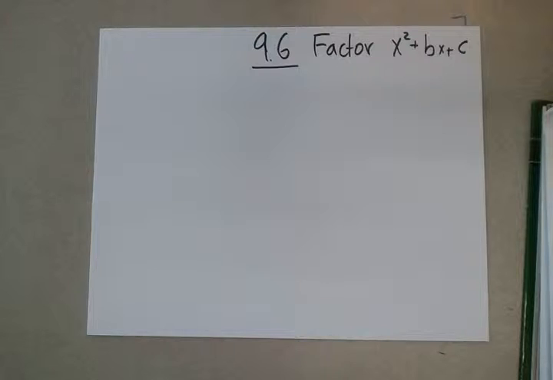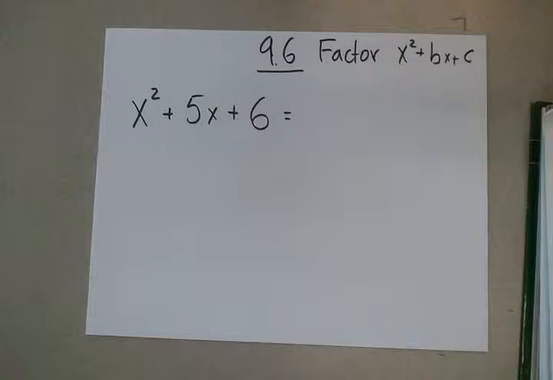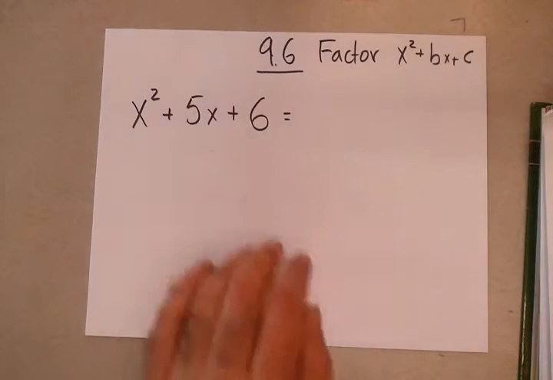For example, if I told you to factor this particular problem, x squared plus 5x plus 6, how would you go about factoring it? Well, first of all, think about what this looks like. It's a trinomial, but it looks very much like an answer to a binomial multiplication problem. If you had a pair of binomials and you multiplied them against each other using the FOIL method, you would essentially get this particular answer.